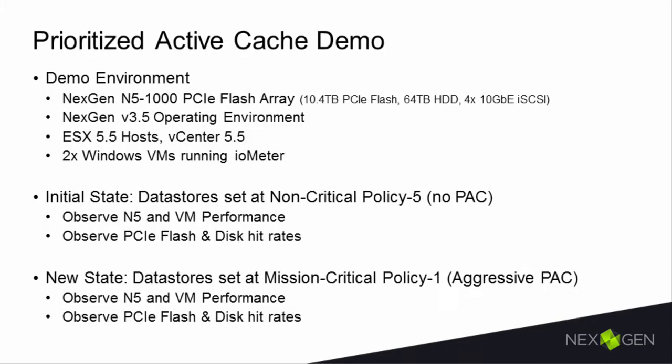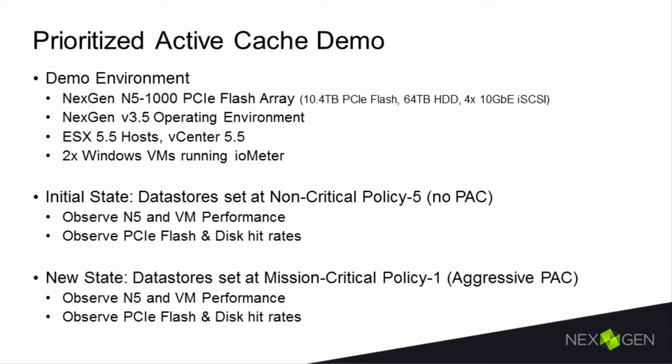The Prioritize Active Cache demo consists of a NexGen N5 1000 PCIe flash array running the version 3.5 operating environment on each storage processor. I have ESX hosts and vCenter running at the 5.5 revision level, and 2 Windows 2008 server VMs running IO meter to generate a workload.